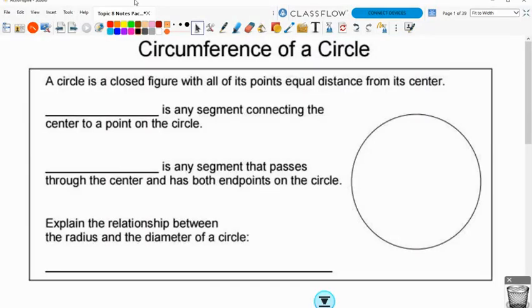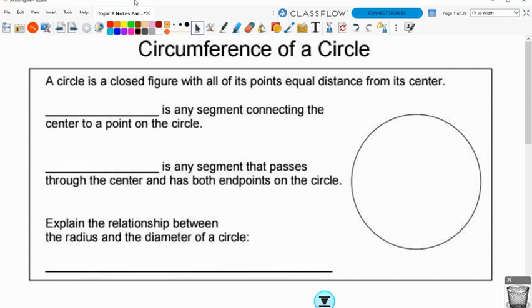In our lesson today, we're going to have an introduction to circles and the different parts of circles, and that's going to lead us to our overall goal for today: learning how to calculate the circumference of a circle. Before we talk about circumference, though, let's talk about what a circle is.